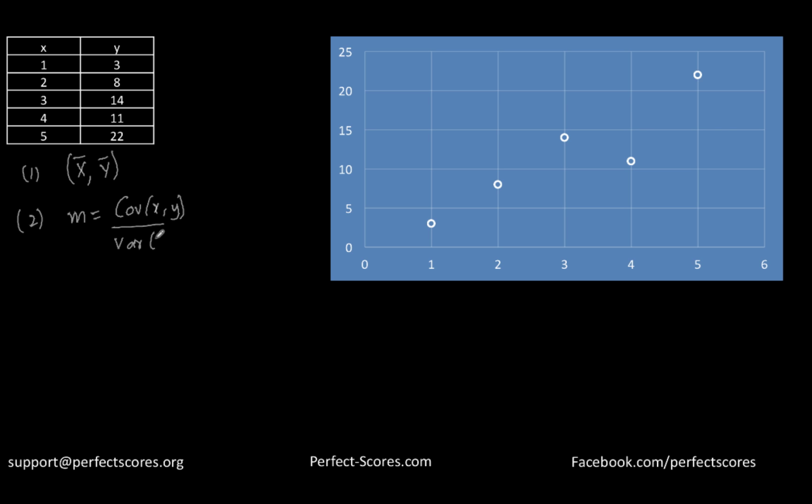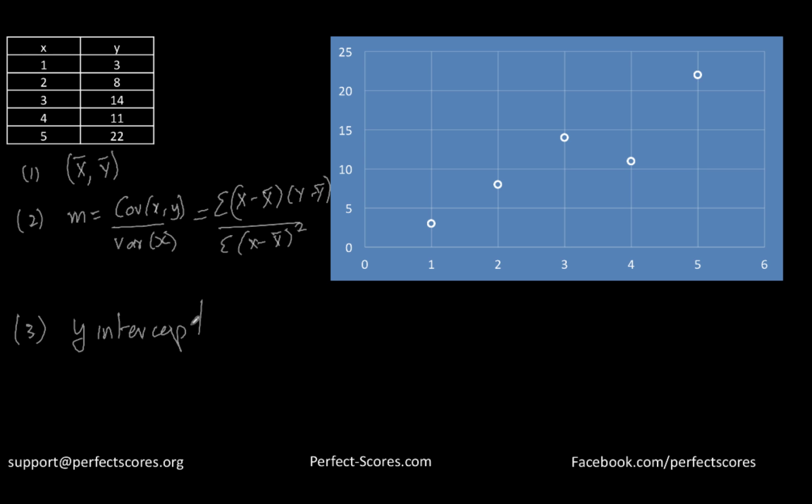There is a special video on the mathematical derivation of this. So that is equal to summation of x minus x bar into y minus y bar divided by summation of x minus x bar whole square. Now, how do we find the y-intercept? That is the value of c.